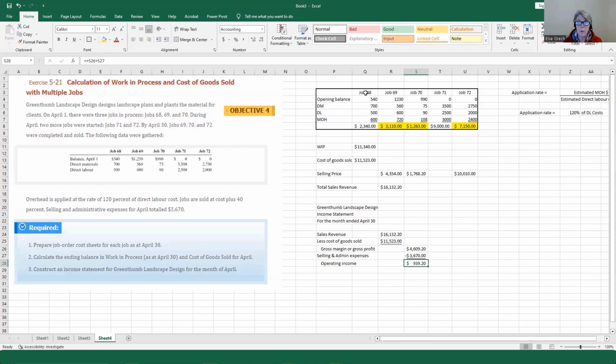So keep in mind what I'm doing here. I'm recognizing which ones are unsold. That's going to be my work in progress at the end of the period. All the ones that are sold, the yellow ones right here, that's going to be my cost of goods sold. And my selling price, remember how we calculate that? If they tell us it's a 40% upcharge, we're going to multiply it by 140% because it's the cost plus 40% of the cost.